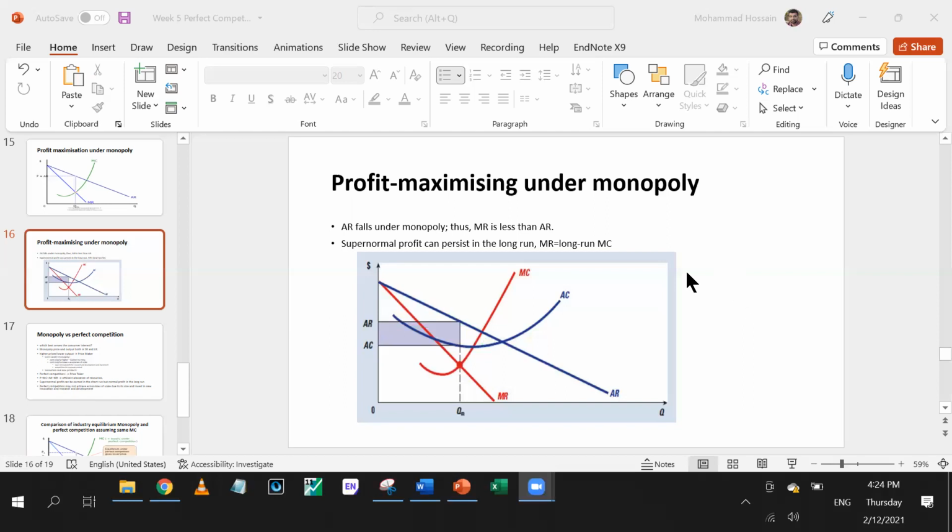So this says average revenue falls under monopoly, thus marginal revenue is less than average revenue. Average revenue falling under the monopoly gives a supernormal profit, which can persist in the long run. So now you can see that they can charge a little bit extra.